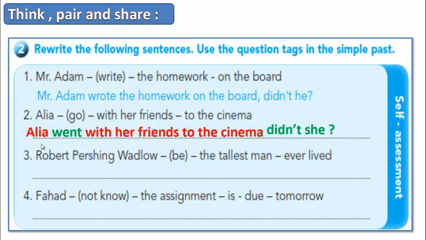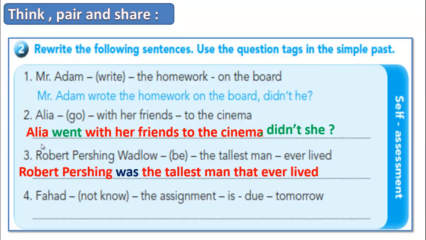The next one, Robert Pershing Wadlow, be the tallest man ever lived. This is a name, okay? So what is the past form from verb to be for the singular form? Excellent, was. And the sentence as well in the, yes, positive form. So was, we change it into the negative, wasn't. And Robert, the pronoun, excellent, he. So becomes what here? Wasn't he.